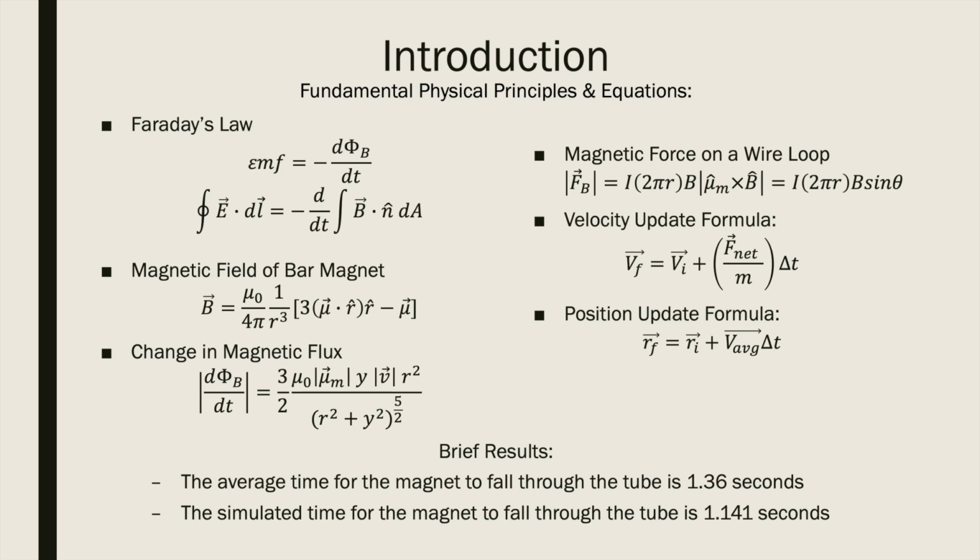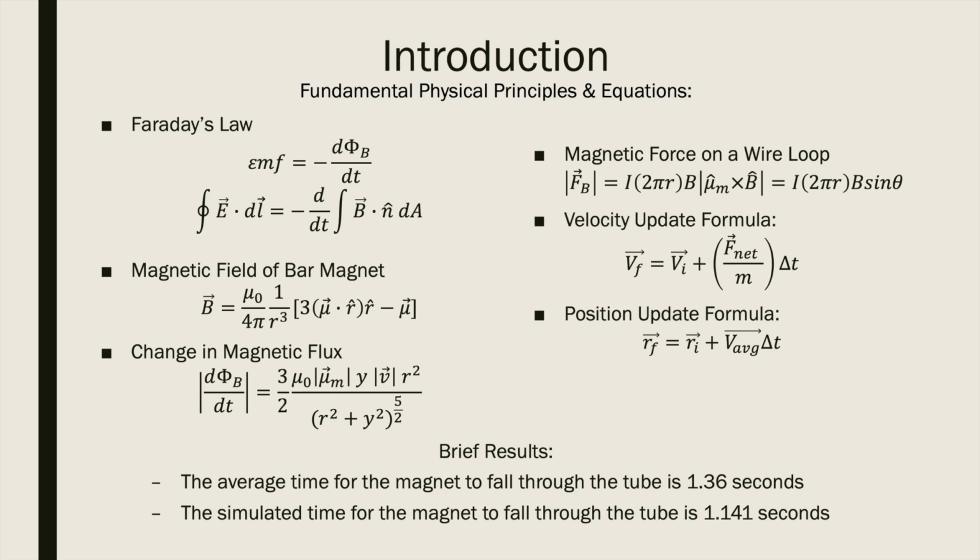Faraday's law says that a changing magnetic flux creates a non-Coulomb, or curly, electric field that generates an EMF, or voltage. The negative sign in Faraday's law is called Lenz's law, and it is summarized as nature abhors a change in flux. The magnetic field of a bar magnet is calculated using this equation.